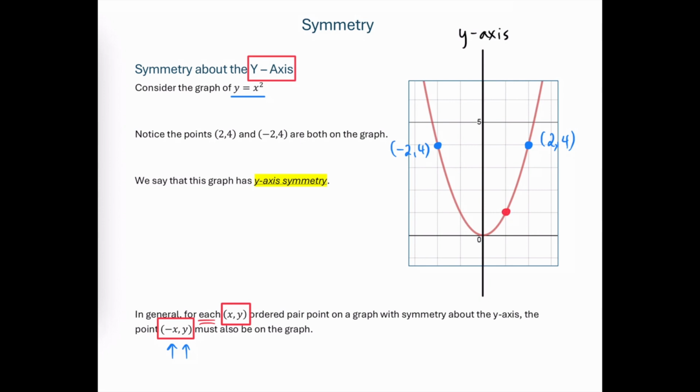So for any ordered pair that we pick that's on this graph, we know that the opposite x value with the same y value is also on the graph. We can see that that's true for the ordered pair (2, 4), but when we have y-axis symmetry, it must also be true for every ordered pair on the graph.